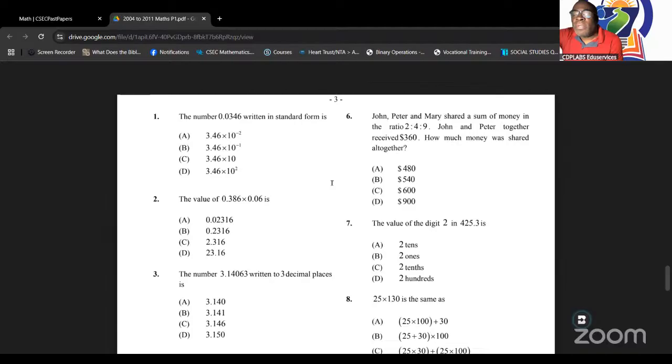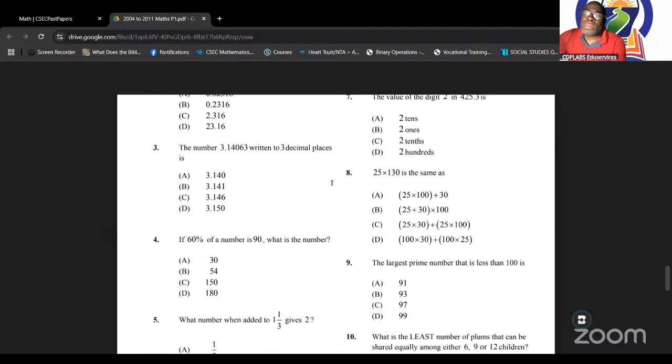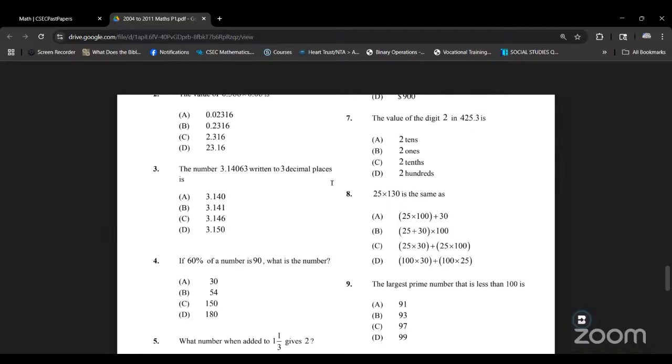All right. So let's move to number 7 now. Read number 7, please. The value of the digit 2 in 425.3 is A, 2 tenths, B, 2 ones, C, 2 tenths, and D, 200. Now, what's the answer?